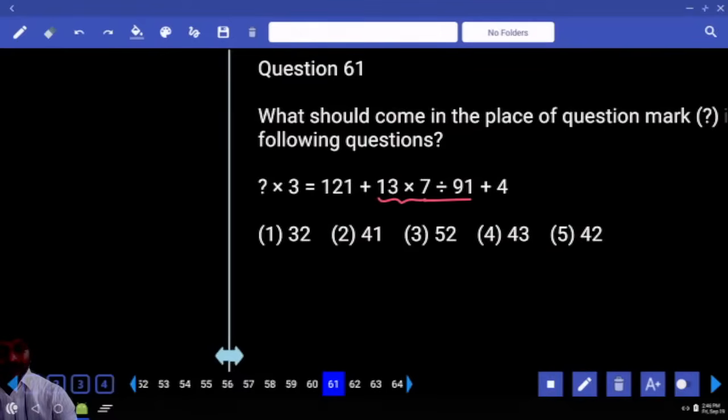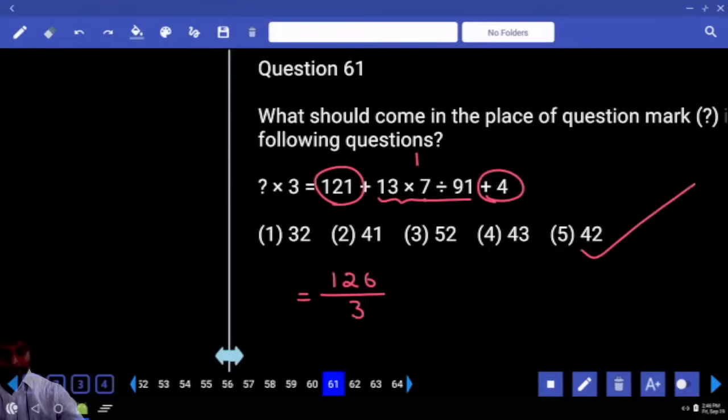Divided by 91. 1 plus 4, 5 plus this fellow, into 3 goes to the other side. Answer 42.